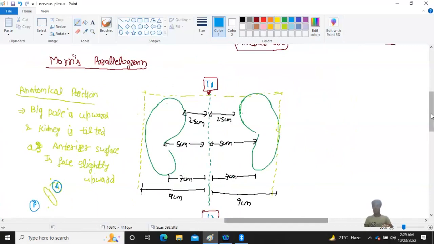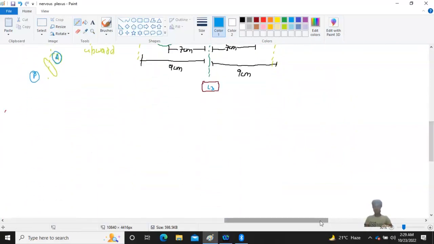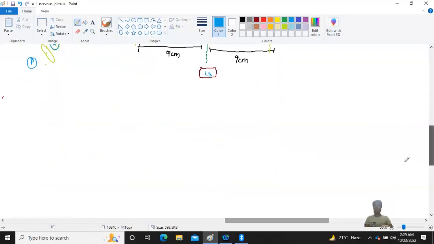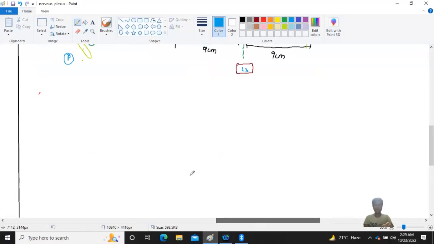Now come to the blood supply. We know a hilum is present. Blood supply of the kidney.